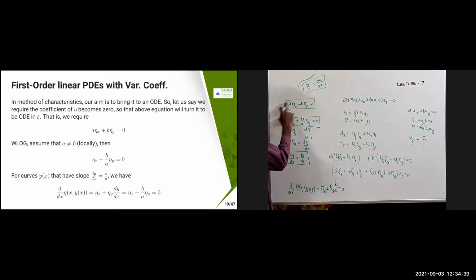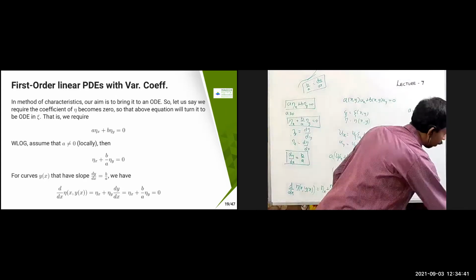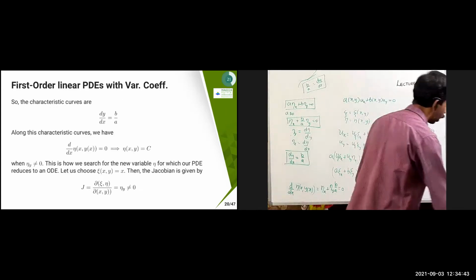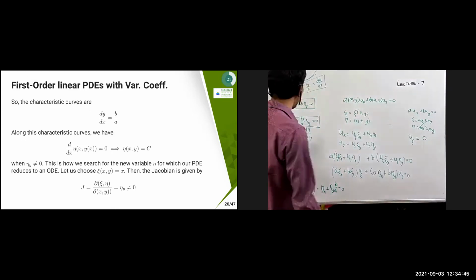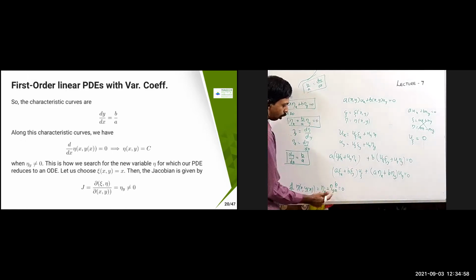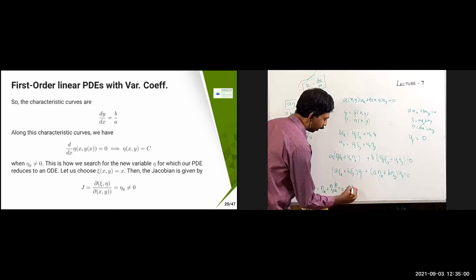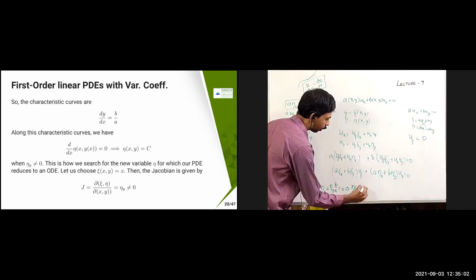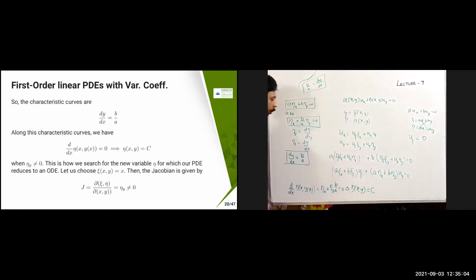Okay, that means this is automatically going to represent the characteristic curve for me. So if I satisfy this one, then this is going to be my characteristic curve. And that is going to imply that d by dx of eta of x comma y of x equal to 0. This is going to imply eta of x comma y equal to some constant. I repeat again.